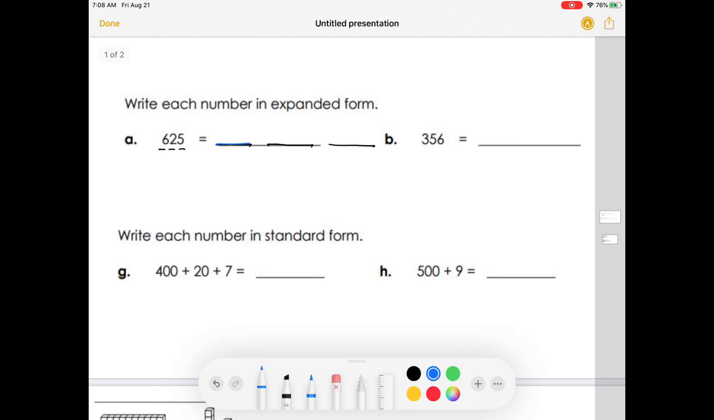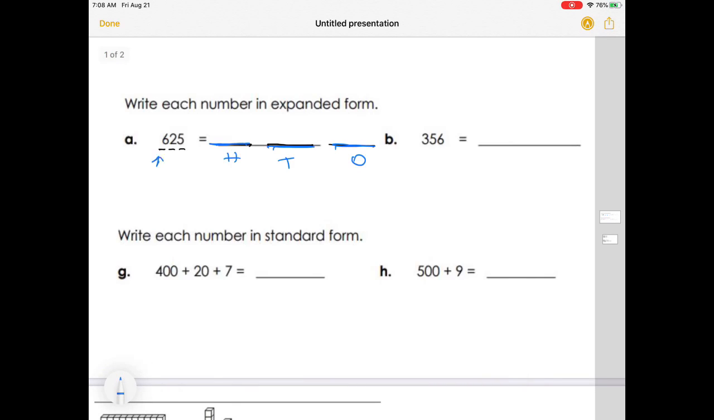So I have my hundred spot, I'll put an H. I have my 10 spot, so I'll put a T, and I have my one spot. So I need to figure out what the value of each digit is when I put it into its correct spot. And between each spot, you put a plus sign. So in my ones, I have 5 ones. That means I have 5 ones cubes. So what is the value of that digit 5?